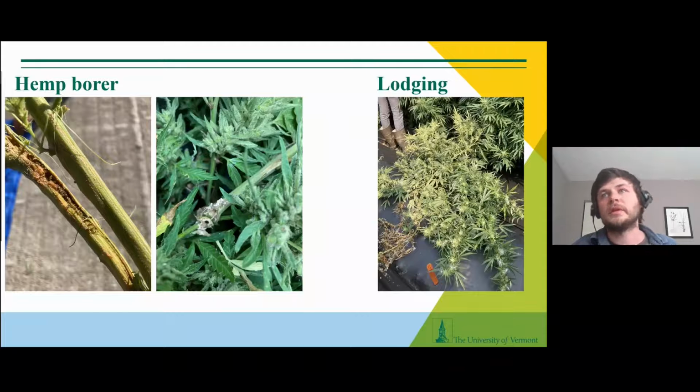We've also seen a good amount of differences between those that have been started from seed versus those from cuttings, which seems to be mostly a result of root growth, with some of those seedlings having much more extensive root systems.